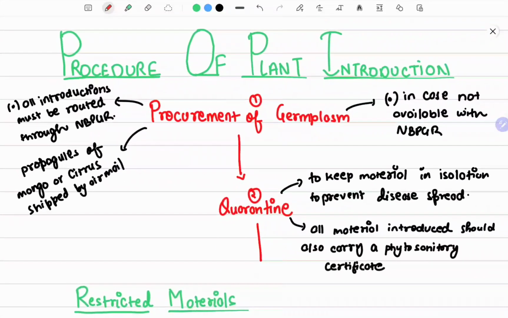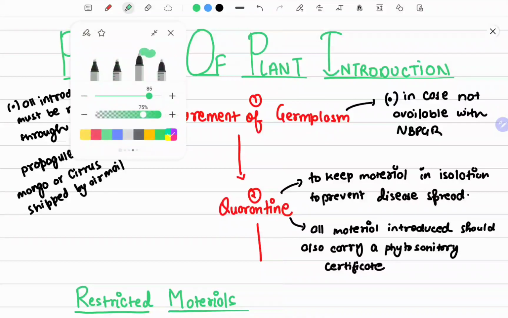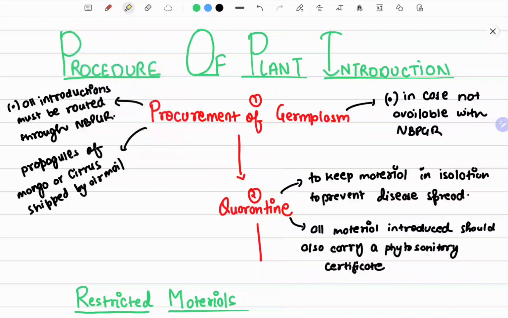Procedure of plant introduction. How is plant material introduced? It is an interesting question, and I'll give you the solution here. First is procurement of germplasm. Very simple, the germplasm is first procured. Why is the germplasm procured? Because it is very simple.